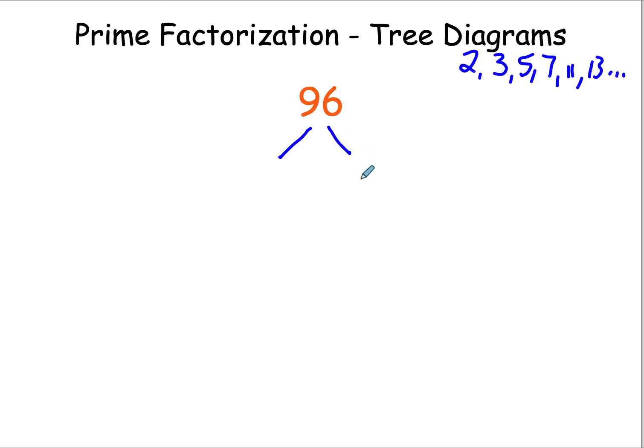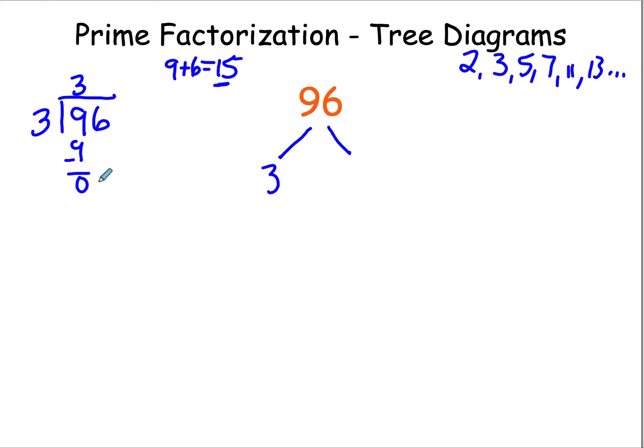Now, I can split it by 2 because it is an even number, or I could split it by 3. I'm going to go ahead and split it by 3 just to show that it does work. The reason I know 96 can be divided by 3 is 9 plus 6 is 15, which is a multiple of 3. 3 goes into 9 3 times. Bring my 6, it goes into 6 2 times. So 32. So 3 times 32.